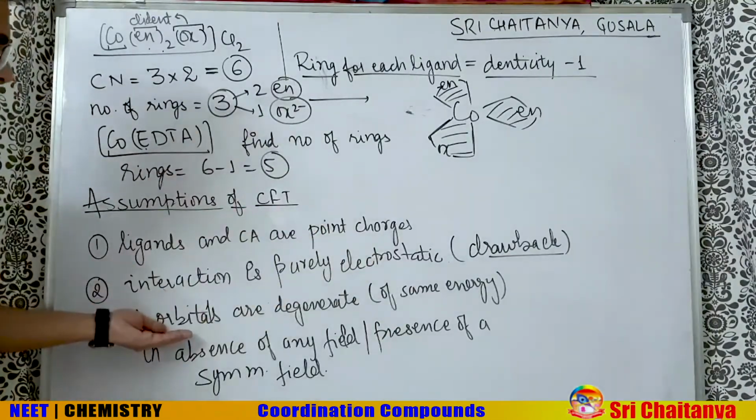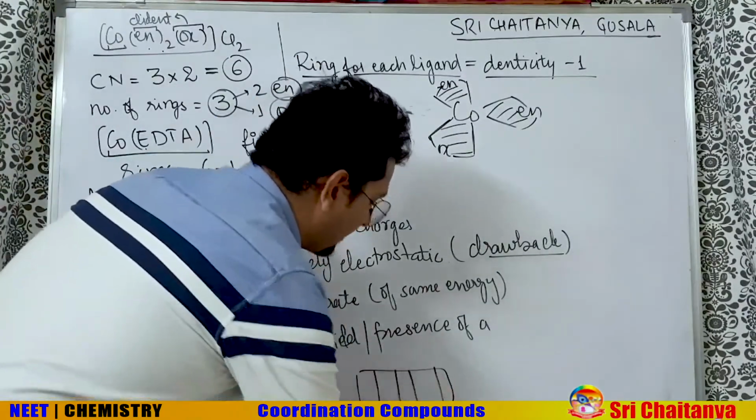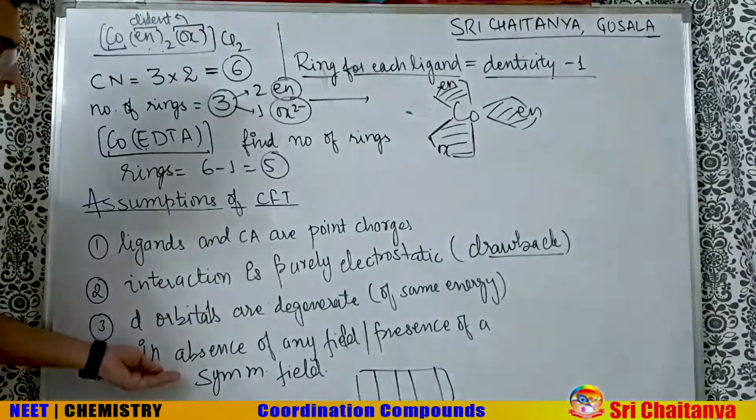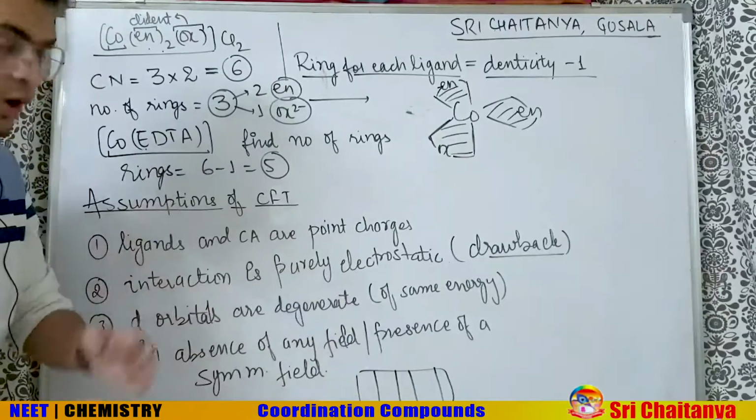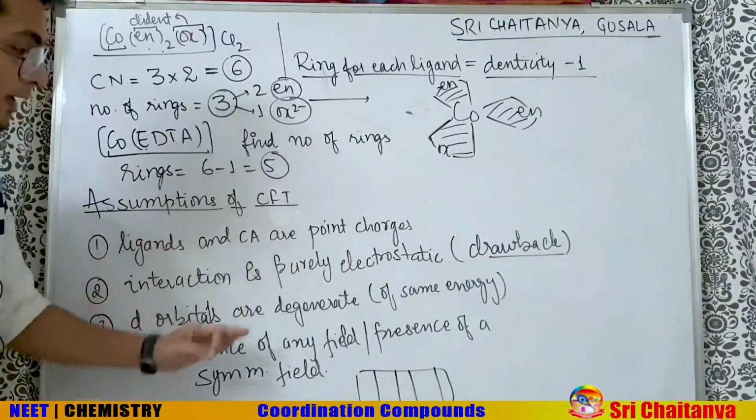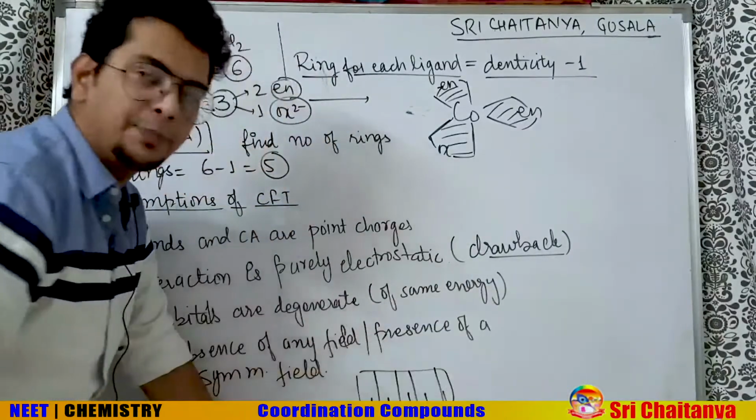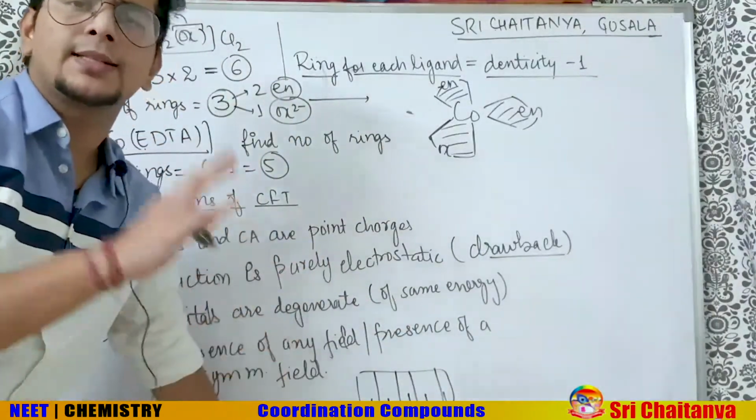Third, all the d orbitals are degenerate. So when you make d orbitals, all the d orbitals in the subshell will have the same energy. They are degenerate if there is no field acting on them. That means if there is no repulsion on them, or when the repulsion is symmetrical, that means when all the orbitals are equally repelled, in that case also they have the same energy.